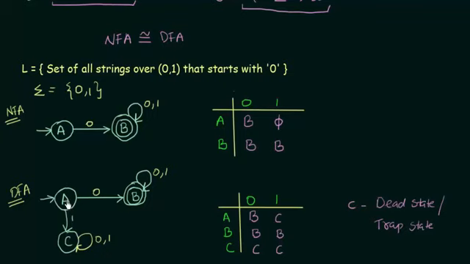Let us check if it is complete. In A, I have mentioned what happens when it gets 0 and 1. Yeah, A is complete. B also I have mentioned what happens when it gets 0 and 1. B is complete. C also I have mentioned what happens on getting input 0 and 1. So C is also complete. So now we have made the equivalent DFA for this above NFA. And this is how you convert a NFA to its equivalent DFA.